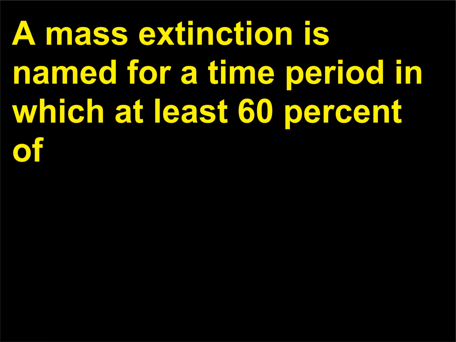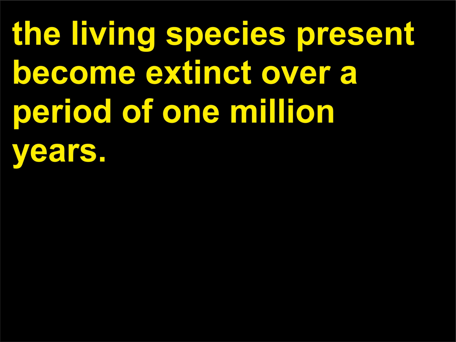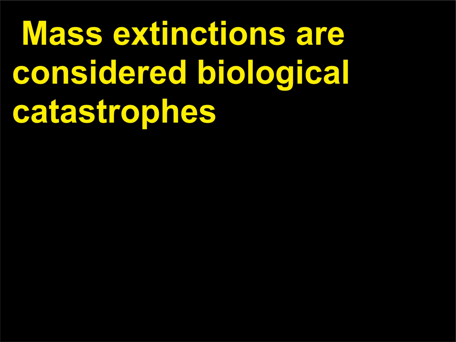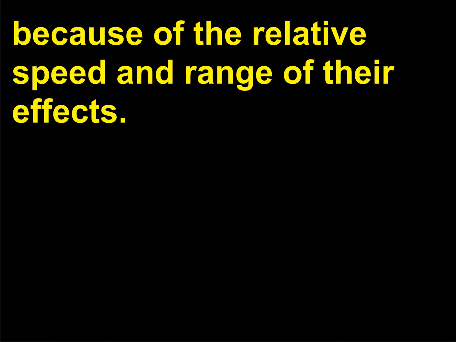A mass extinction is named for a time period in which at least 60% of the living species present become extinct over a period of 1 million years. Mass extinctions are considered biological catastrophes because of the relative speed and range of their effects.